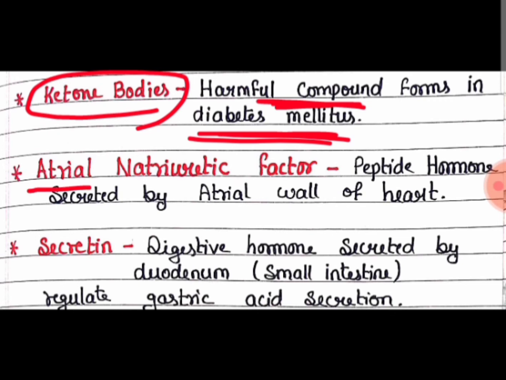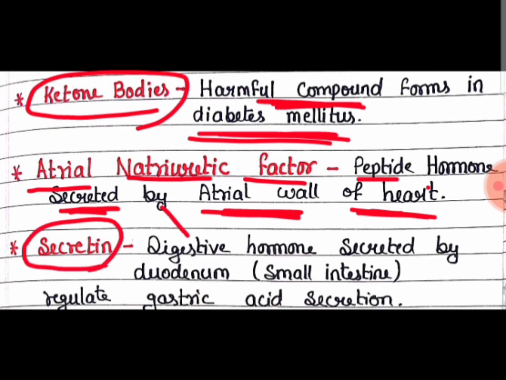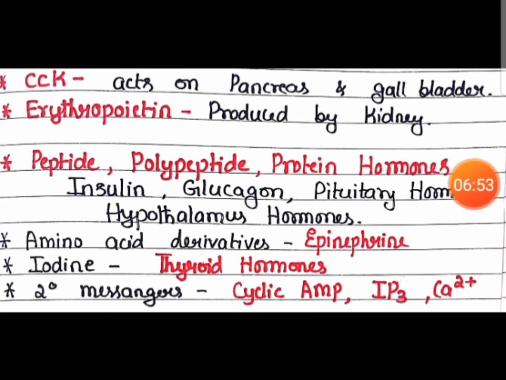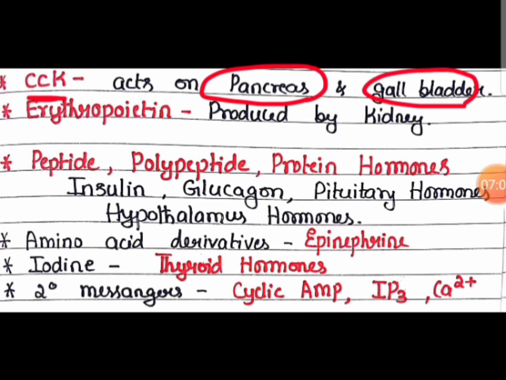Then atrial natriuretic factor, ANF, is a peptide hormone secreted by the atrial walls of the heart. And remember, secretin is a digestive hormone secreted by the duodenum, a part of the small intestine, which regulates gastric acid secretion by the stomach. Then cholecystokinin acts on the pancreas and gallbladder. Erythropoietin helps in RBC production; it is produced by the kidney.